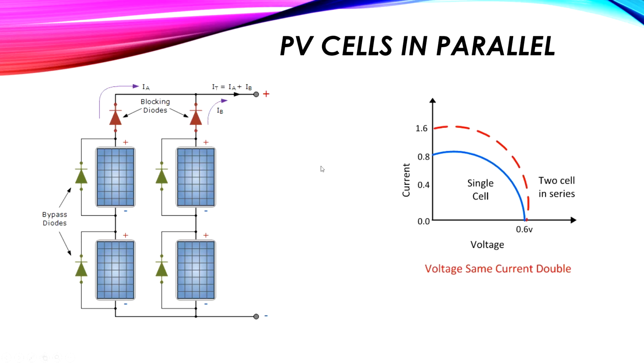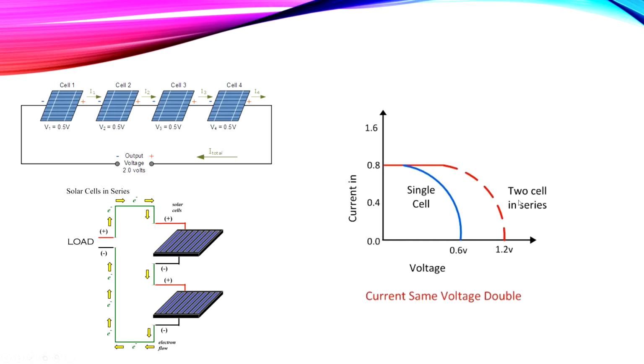So the difference again is that the parallel connection is used to increase the total current. So we find here one cell, two cells in parallel will give us 1.6, or double the current, and the voltage is the same. But in series, two cells, for example, will give us double the voltage but the same current.